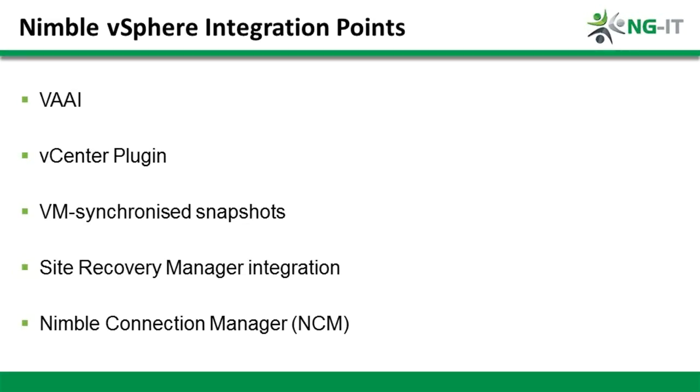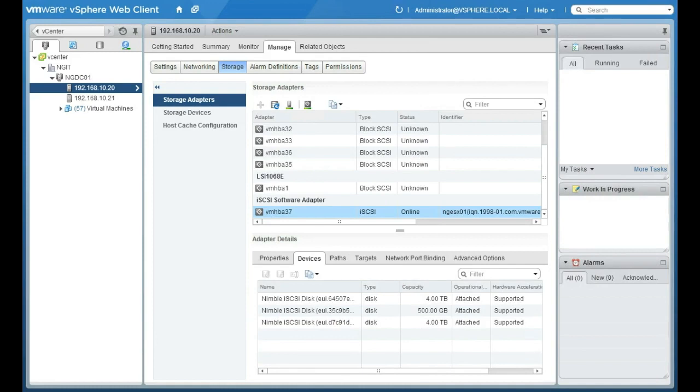Nimble Storage offers a number of integration points with VMware vSphere. These include VAAI, a vCenter plugin, and VM synchronized snapshots, both covered in the vCenter plugin video, SRM integration, and iSCSI connection management with Nimble Connection Manager. In this overview, we'll be stepping through an installation of Nimble Connection Manager.